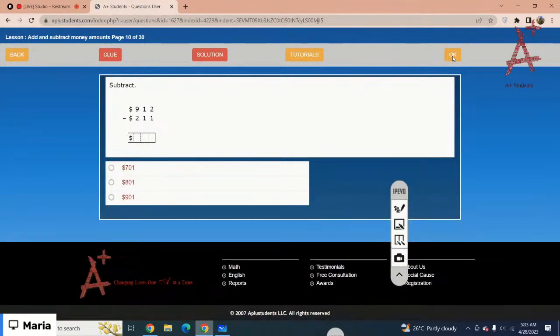Okay, the next one is 912 minus 211. So 2 minus 1 is 1. 1 minus 1 is 0. And 9 minus 2 is 7. So it would be 701. 701 is the correct option.